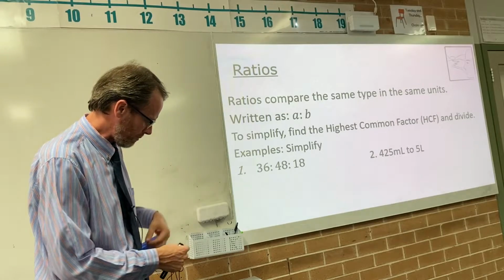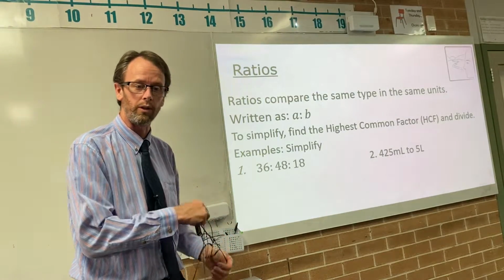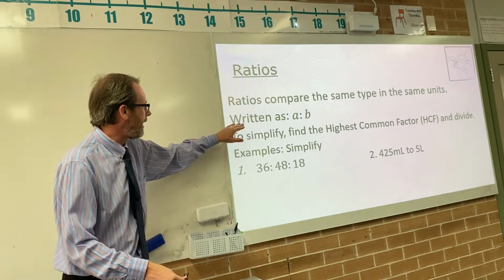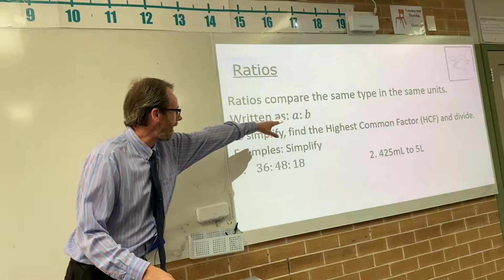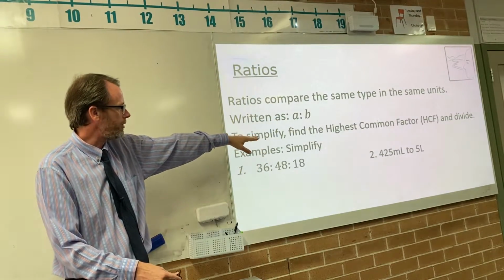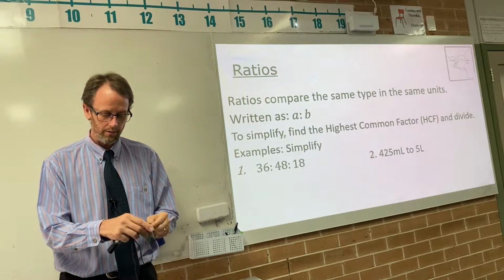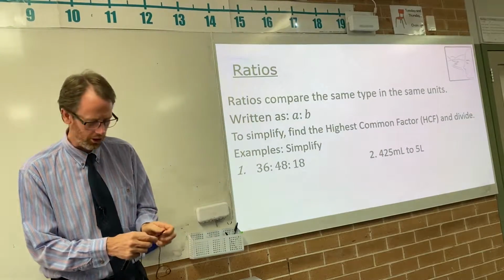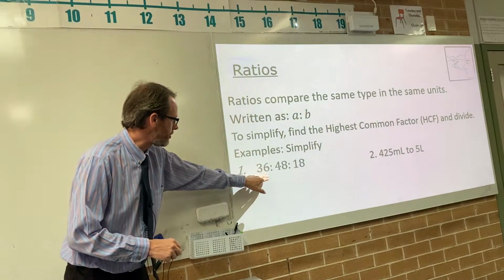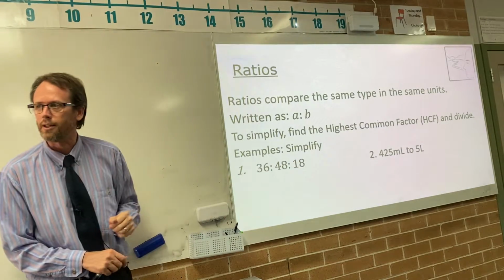And really at this point, they'll look a little bit like fractions work. Okay, so just so you're aware, it looks a bit like fractions. They're written in the form A to B. So to simplify, all you need to do firstly is find the highest common factor, which is really how we simplify a fraction, isn't it? So we're looking for the number that goes into 36, 48 and 18.